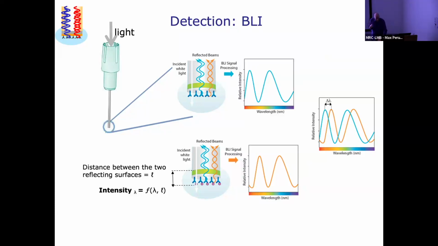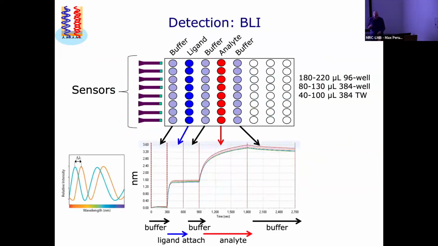Now, as I said, instead of flowing things through the channel, as in Biacore, in the Octet you have a plate, and you move things differently through different plates. You have to set out a microplate and put the sensors in one after the other. The volumes you can use are 200 microliters for a 96 well plate, 100 up to 130, or down to 80 for a 384 well plate. And also an advantage is you can use very, very small volumes in a tilted well, 384 well plate, which can get down to about 40 microliters.